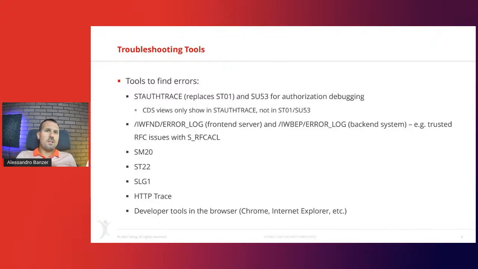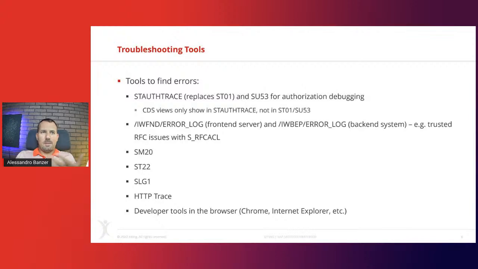And then also, obviously, just the typical errors where we have applications that don't work, where we have a system log entry, or applications running a dump. The application log in SLG1 might be a good source to find out if something doesn't work. We could even use the HTTP trace. And then also, last but not least, the developer tools in the browser.